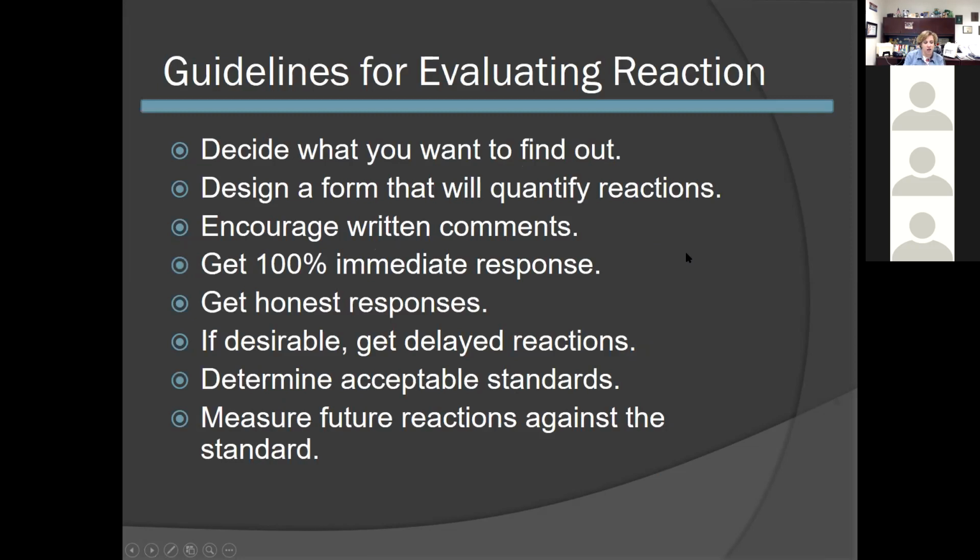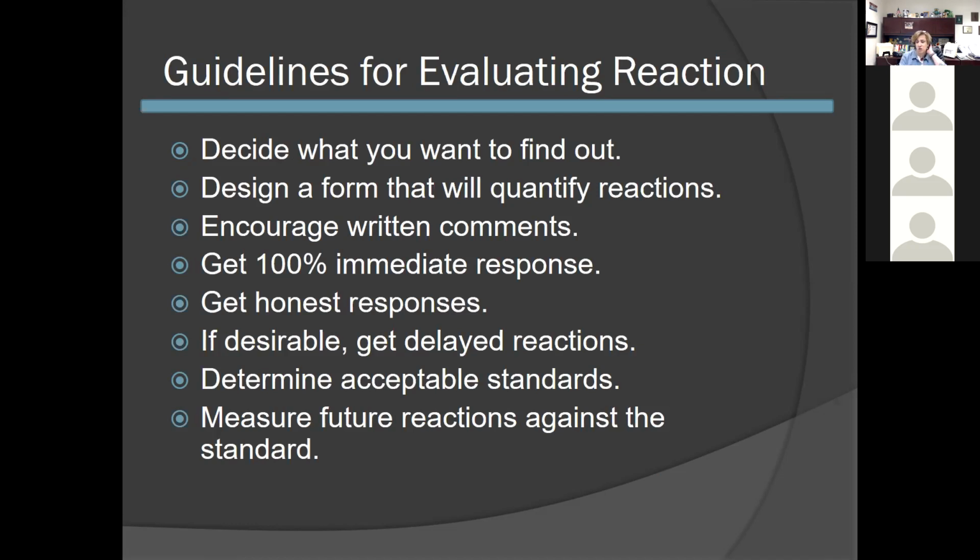So some guidelines too for evaluating reaction: decide what you want to find out. What do you want to know? Design a form that will quantify the reactions to the program. Encourage those written comments. Get 100% immediate response. That's the other thing, I felt like it was really important. And you need to have the evaluation available there at the event if possible.